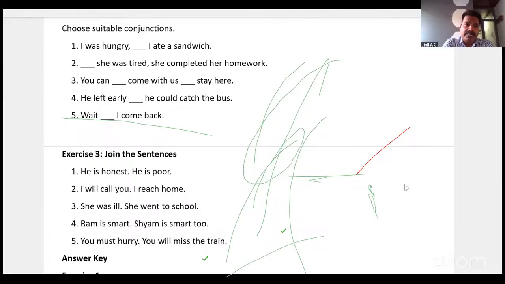Okay, he was late because he missed the bus. Okay, that's great. The next sentence, please. Study hard, or you will fail. Pardon? Study hard, or you will fail.